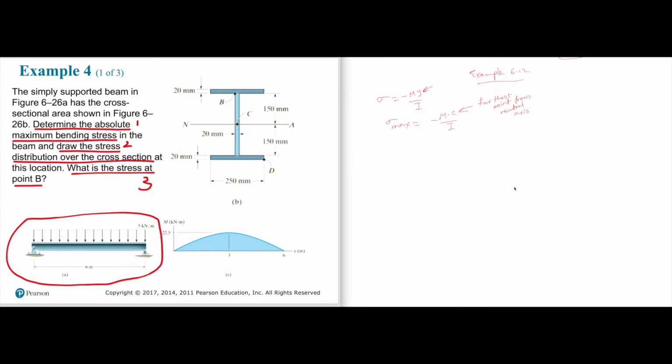What is the farthest point from the neutral axis? Isn't this point here? Or basically, isn't every point on that surface the farthest point? So by looking at this, can you tell me what is the value of C in meters?